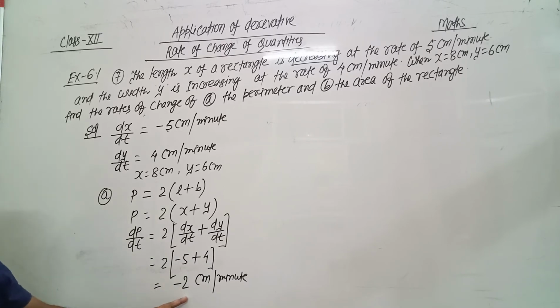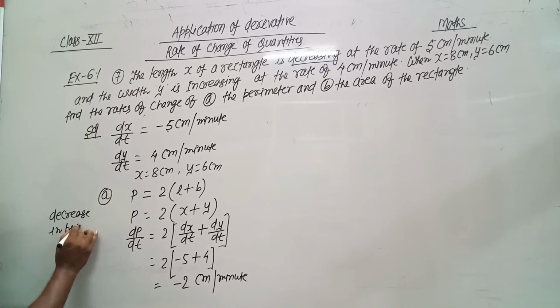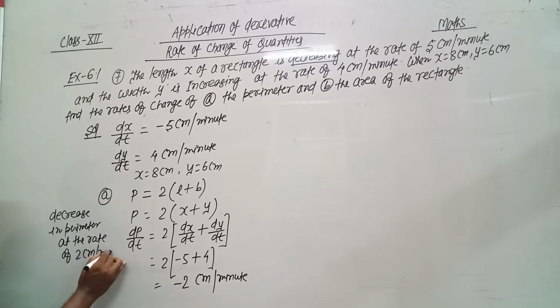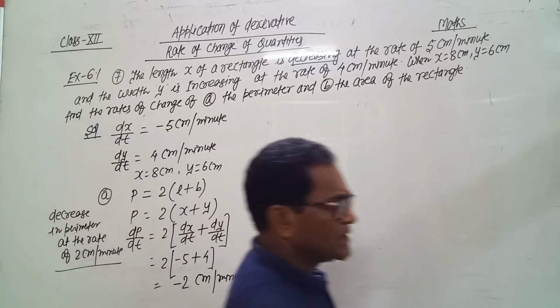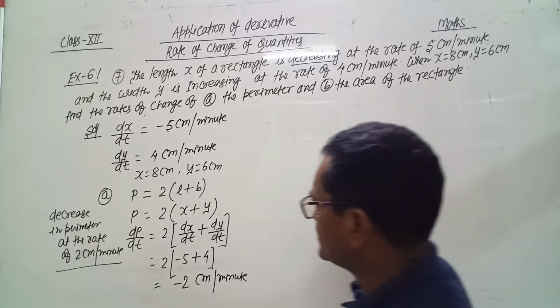Minus sign shows that perimeter goes on decreasing. There is a decrease in perimeter at the rate of 2 centimeter per minute. Minus sign only shows the decrease, and plus sign shows increase, not the magnitude.